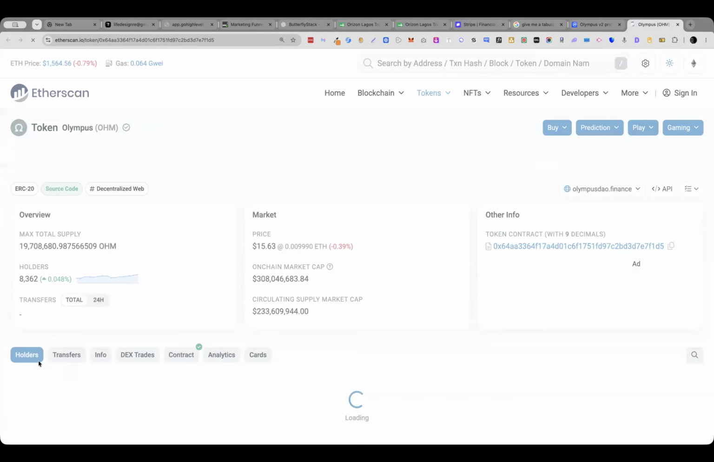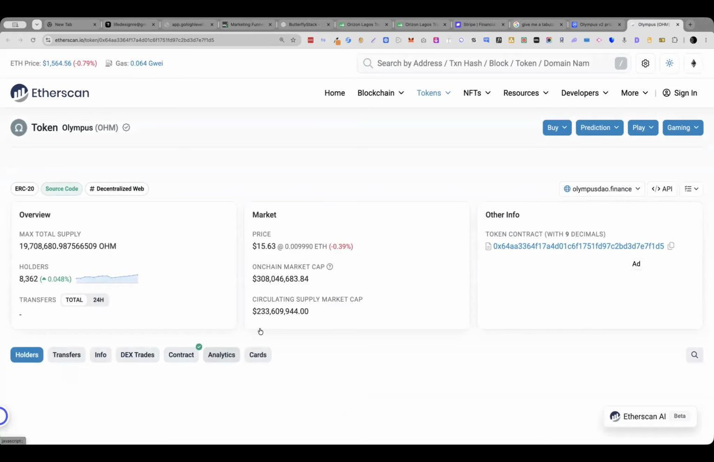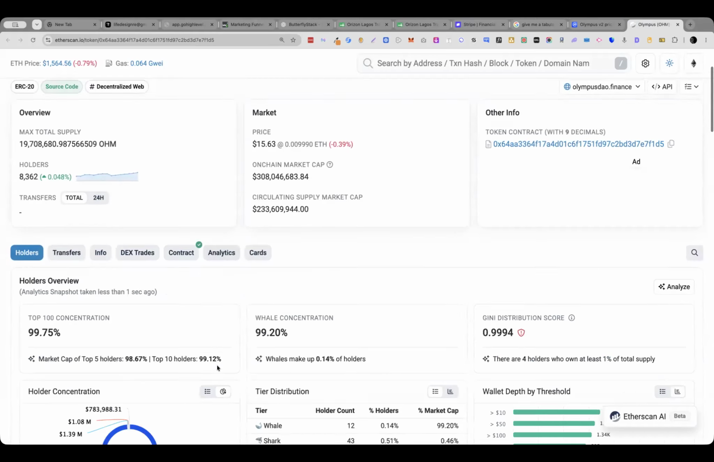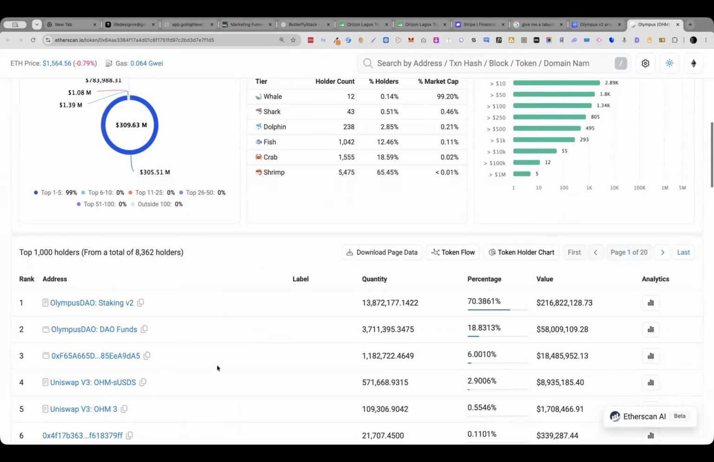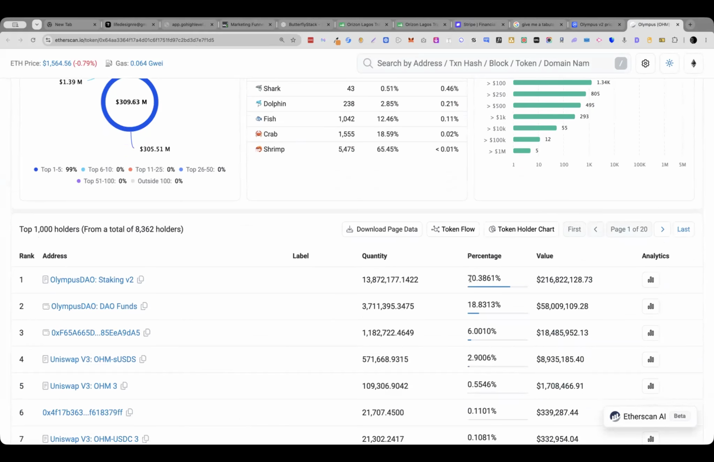When the page opens up, as you can see, we have holders. It's still loading though. We have holders, we have transfers. We wait for it to load. When it finishes loading, you scroll down and look at that top wallet that was 70%. If you notice, this is not somebody's wallet. This is a contract. This is the first way you know a protocol owned liquidity project.